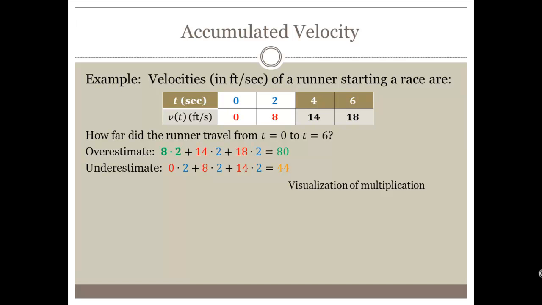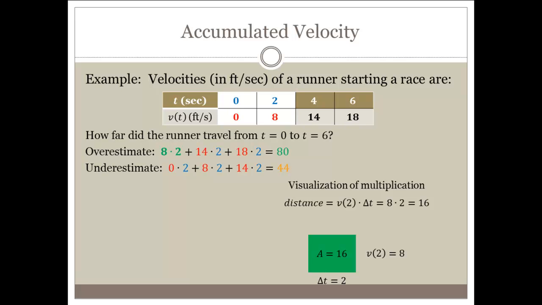Starting with our overestimate on the first time interval, let's visualize what the 8 times 2 means. Remember, this came from the fact that distance traveled is the velocity times time. In this case, to estimate our velocity, we use the velocity after 2 seconds, v of 2, times the time interval, delta t, which was 8 times 2 for a total of 16 feet. We can represent this with a rectangle of height 8 and width 2, and the distance traveled is the area of this rectangle, which is 16.